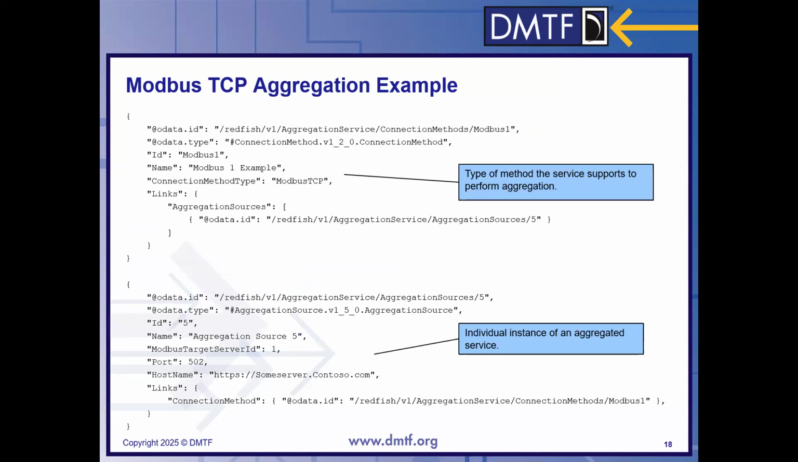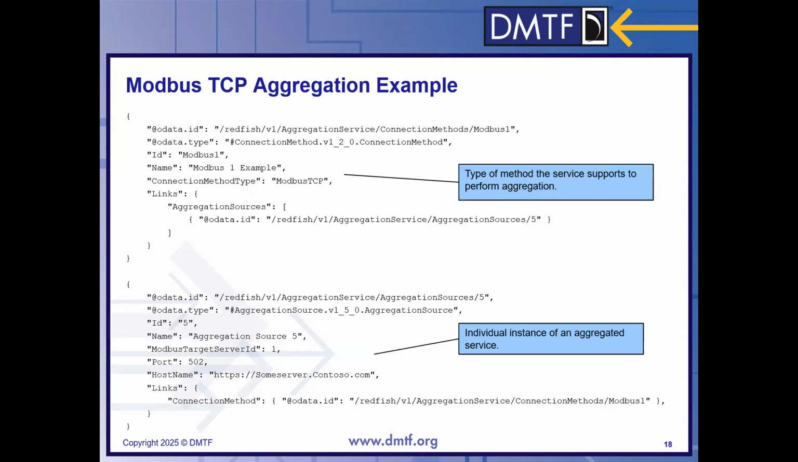As an example of how a user would specify to aggregate a Modbus TCP device. First, remember, within the aggregation service, there's really a pair of resources that work in conjunction. You have connection methods, which shows what the service supports for aggregation. So it would be the way to advertise that yes, I support aggregating through Modbus TCP or from another Redfish service. In this case, we have a new connection method here showing, yes, I support Modbus TCP.